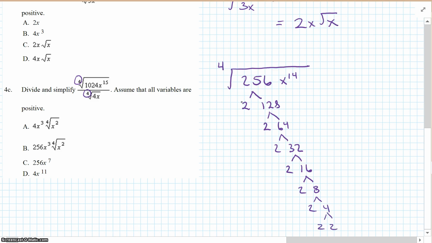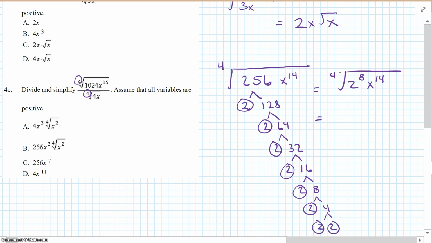So how many 2's do we have here? 1, 2, 3, 4, 5, 6, 7, 8. So we can write this as the fourth root of 2 to the 8th power x to the 14th.